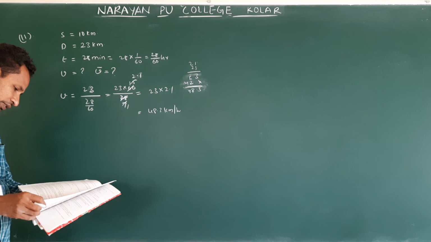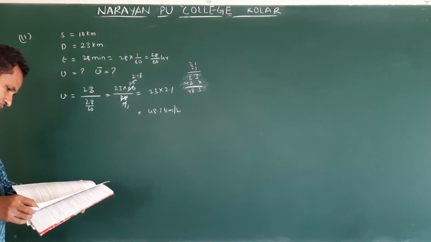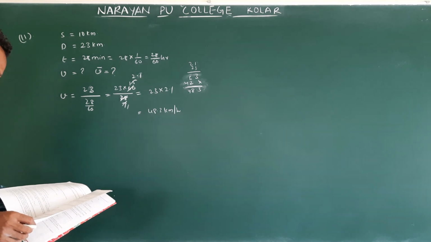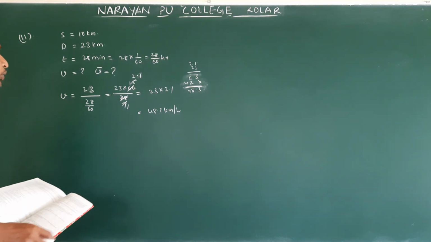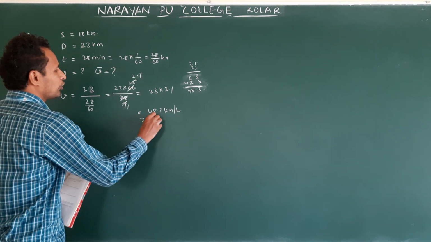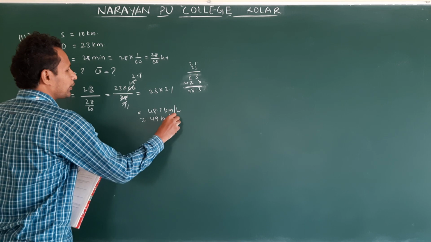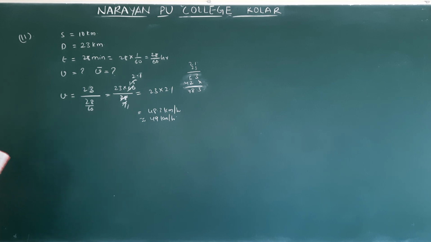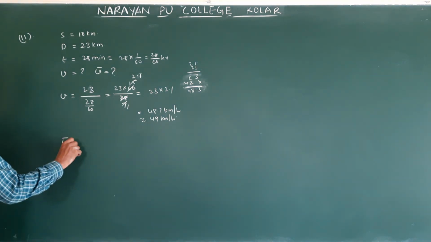We will check. They got 49.3, so probably they took one more decimal. So it is nearly equal to 49 kilometers per hour. The procedure is the same, only the problem is in calculation. I calculated roughly. Next, average velocity.